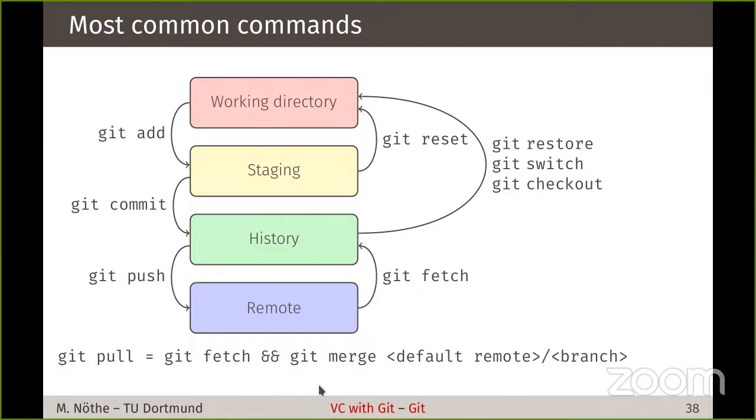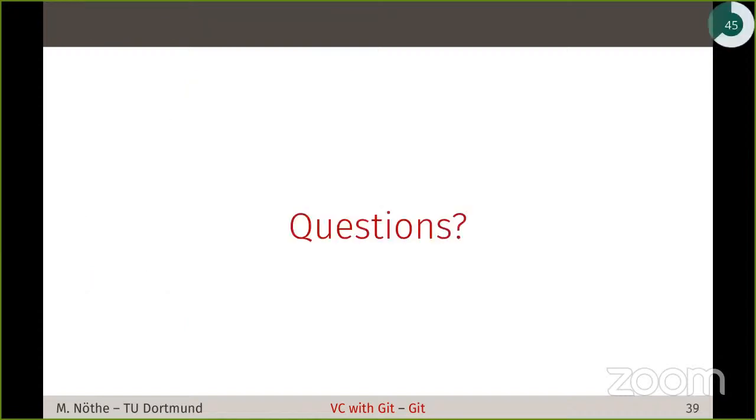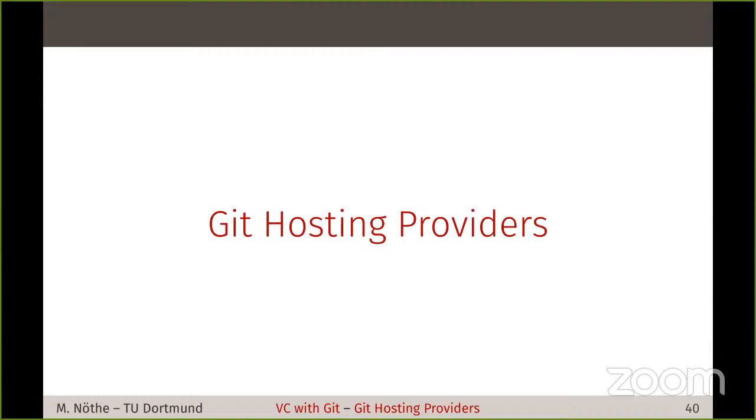And this was also a question in the first session. So what exactly is git pull? Git pull is doing a git fetch and then merging the local branch with the remote branch to get the changes from the remote into your currently checked out branch locally. And you can see the usual workflow: you add, commit, push to upload changes, and you can use git restore, git switch, and git checkout to get stuff from the history into the working directory. Okay, so I will just skip this at this point because we had the questions section at the end of the first session, and go on to discussing the different Git hosting providers you can use.